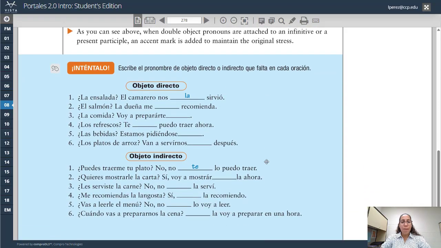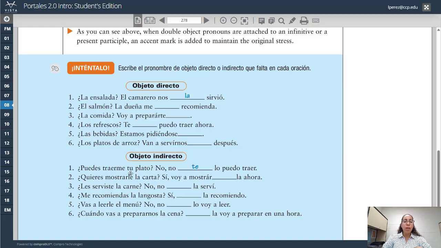Okay. I'm going to just make sure we understand what we need to do, and then I'll tell you when you can pause. Here, we're not doing them at the same exact time. It's kind of nice that they're giving us the structure without making us jump in fully. In the first set, we're just identifying el objeto directo, the direct object. So they had given us la ensalada, el camarero nos la sirvió. In this case, you would just fill in the direct objects: lo, la, los, or las.